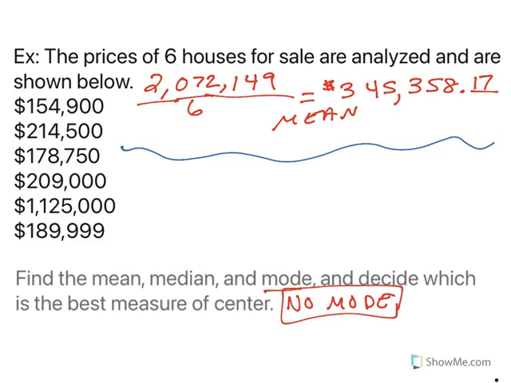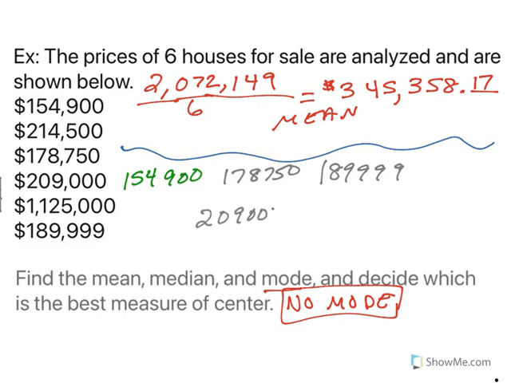Okay, now to find the median. Remember, to find the median, we need to put these in order least to greatest. So the smallest number is 154,900. Then the next smallest number is 178,750. Then 189,999. Then 209,000, followed by 214,500, and lastly 1,125,000. When we are working to find the median, I find it easiest to cross out the smallest and the biggest. So 154,900 is the smallest, 1,125,000 is the biggest.